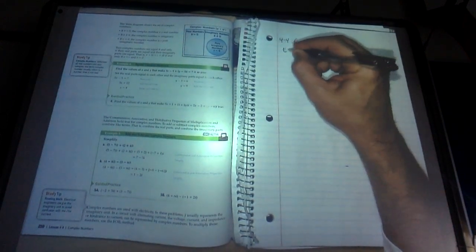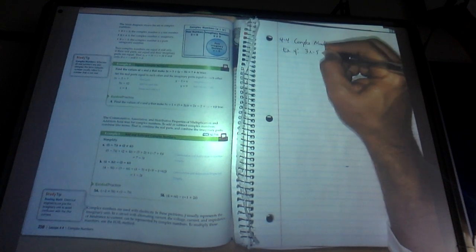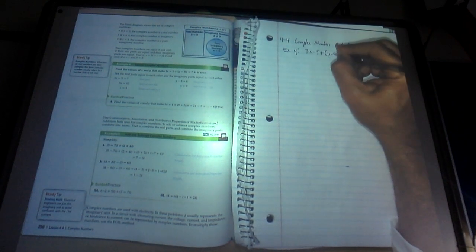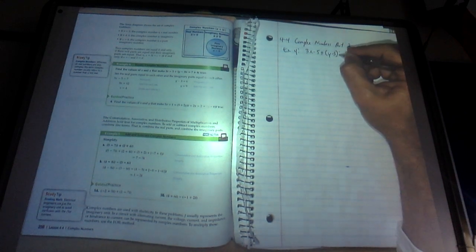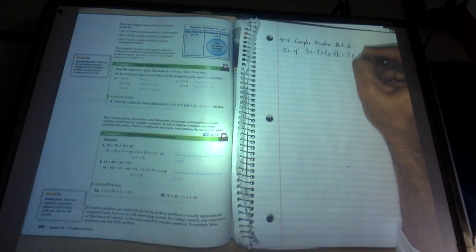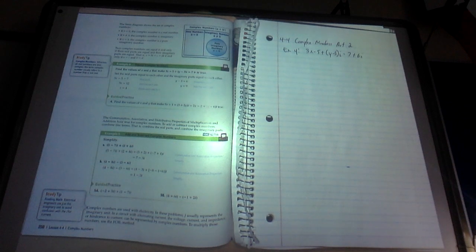So I'm at example 4. This is a little bit weird one. I'm not going to give you much of these, but I do want to show you how to set this up. We're going to find the values of x and y that make this statement true. The statement is 3x minus 5 plus (y minus 3) times i. Remember, that's our imaginary unit, equals 7 plus 6i, and we want to know what values for x and y make this true. It looks tough, but it's not tough at all.